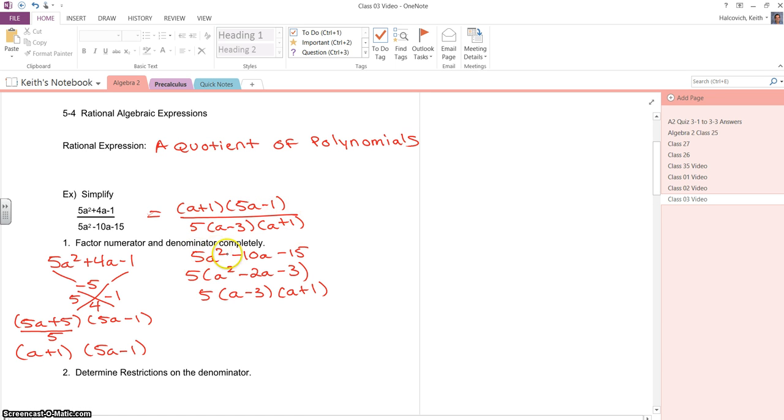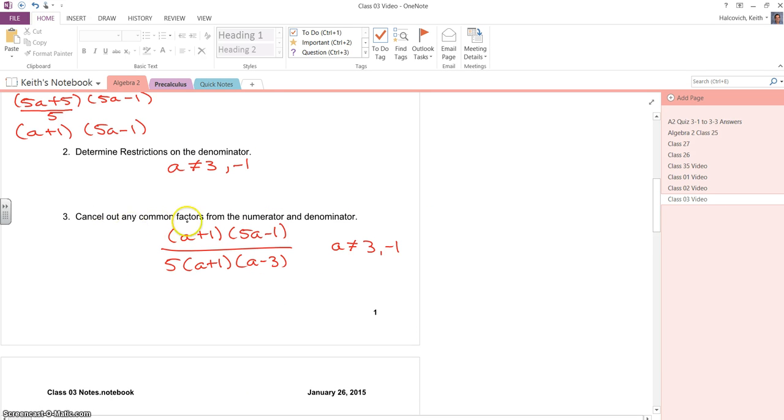Then you determine the restrictions on the denominator. Remember, that basically means what makes the denominator equal to 0. So in this case, a cannot equal 3 or negative 1, because those two numbers would make the denominator equal to 0.